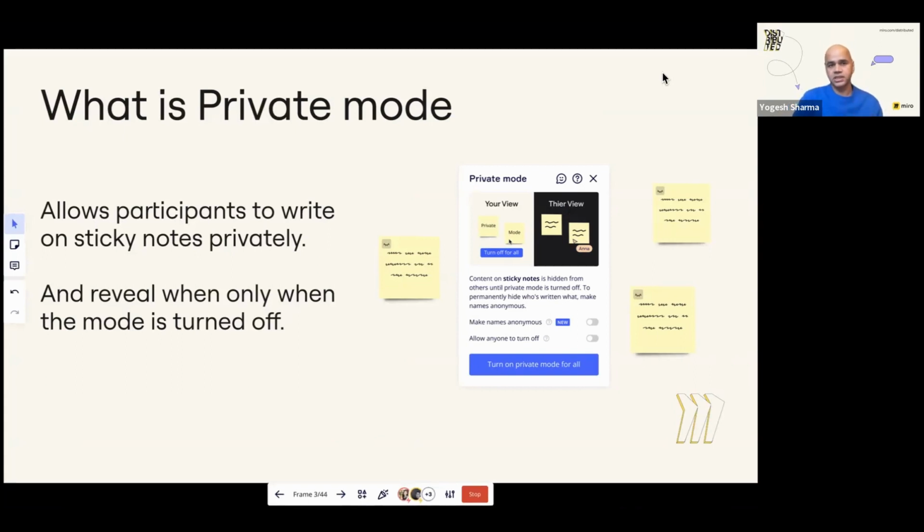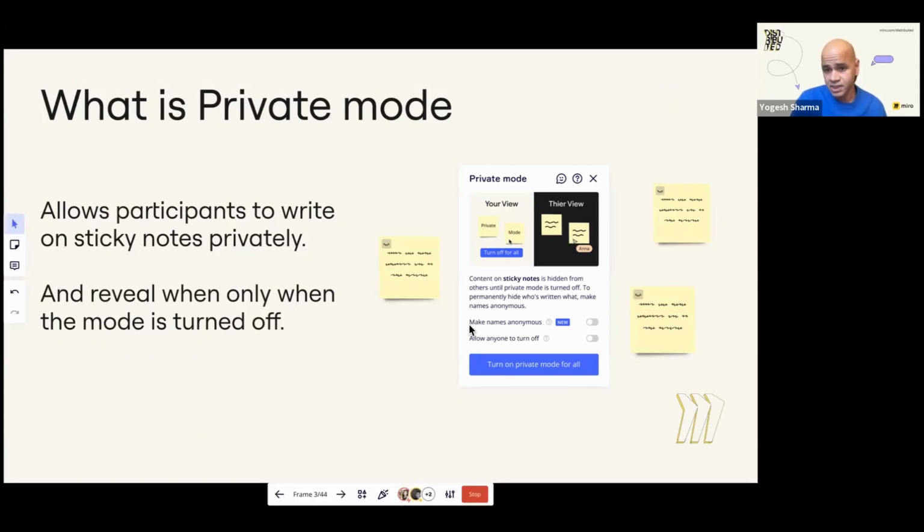This is a feature, if you haven't used it already, used in brainstormings and retrospectives, which allows participants to write on sticky notes privately. Once you are in private mode, other people cannot see the content on the sticky notes that you are editing. Only when the private mode is turned off is the content going to be revealed.